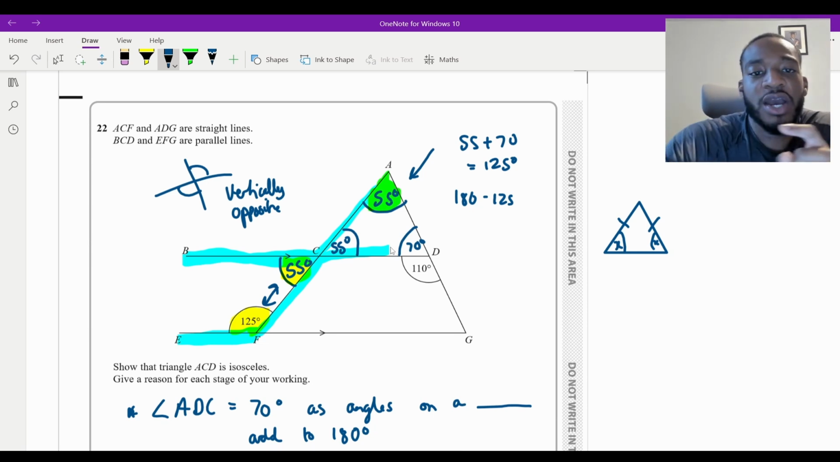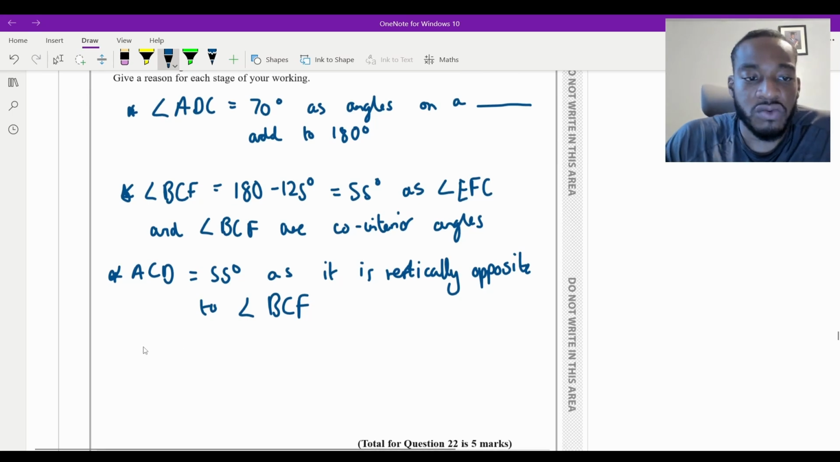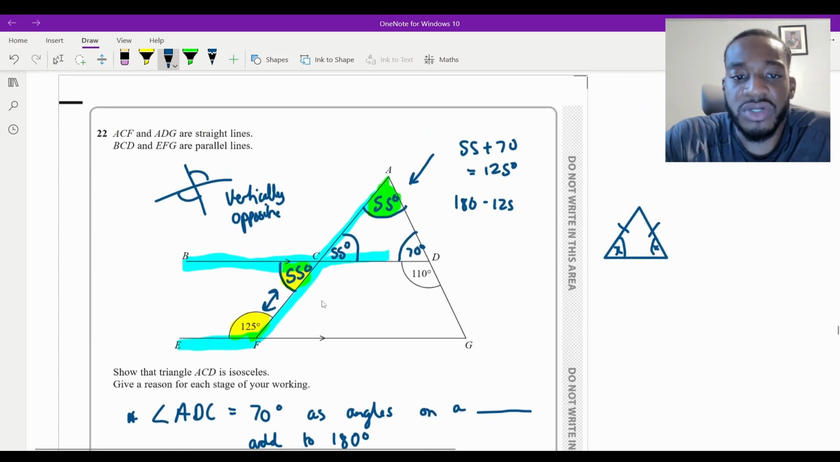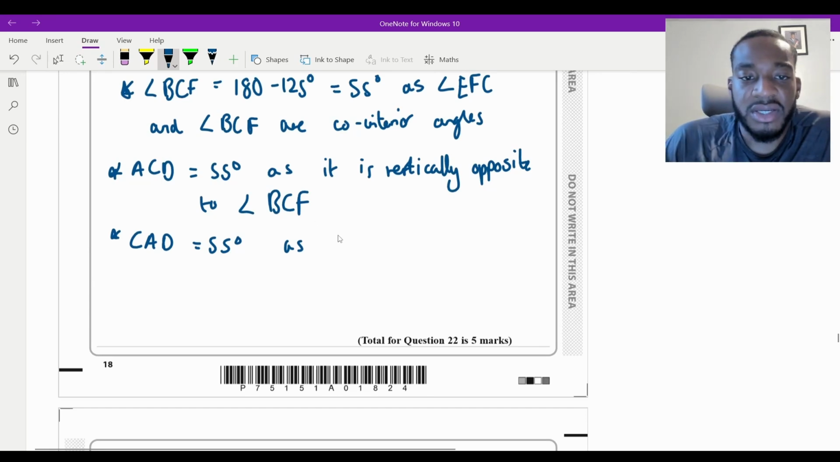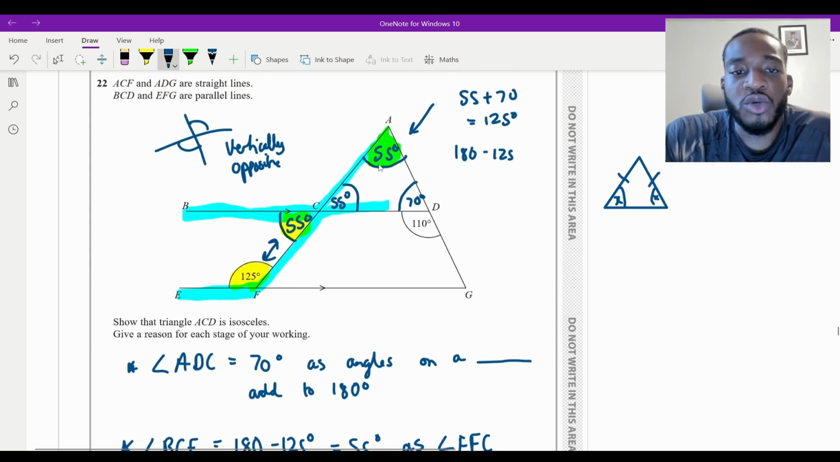So what do we have? We've got triangle ACD. Two of the angles are the same. So it must be isosceles. So what you want to do just to finish it off, right, is we need that last rule. So angle CAD is equal to 55 degrees as, let me just make sure that's the correct angle. CAD, yep, yep. As angles in a triangle sum to 180, right? And now that you've got that, you can say that two angles in this triangle are both 55, so therefore it must be isosceles.